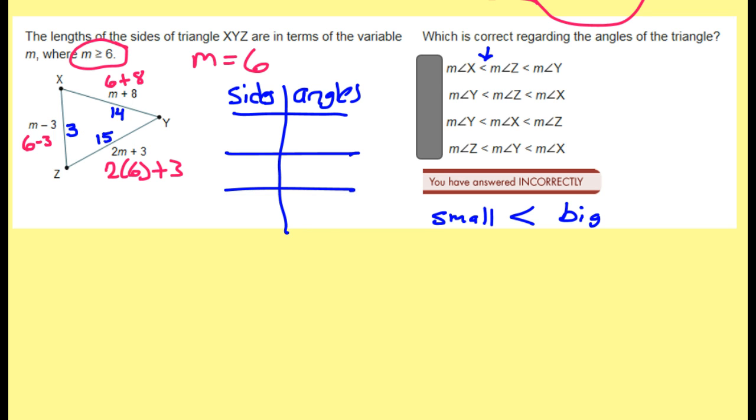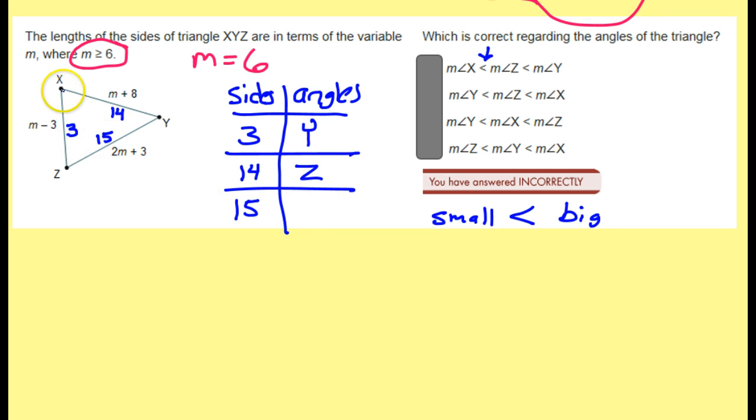Okay, so at this point, I don't really need these calculations. So the smallest side is 3. Next is the 14, and next is the 15. So the smallest angle should be across from the smallest side. So if this is 3, 3 is across from y. So y should be the smallest angle. 14 is across from z. So z should be the middle sized angle.